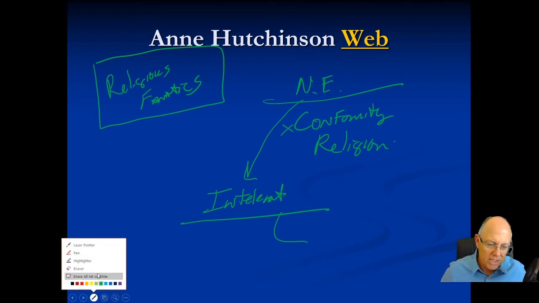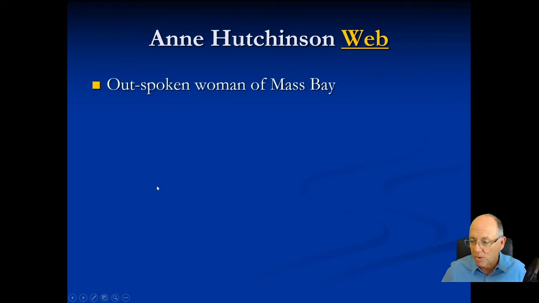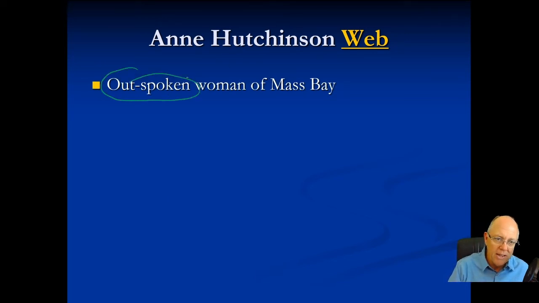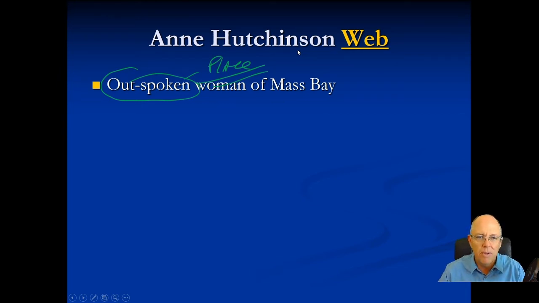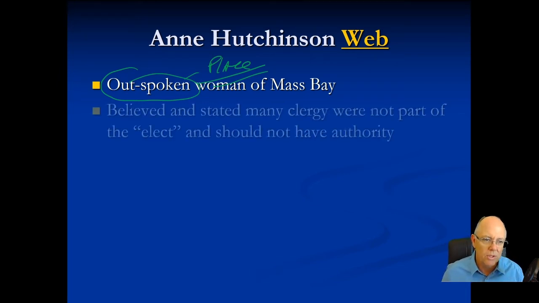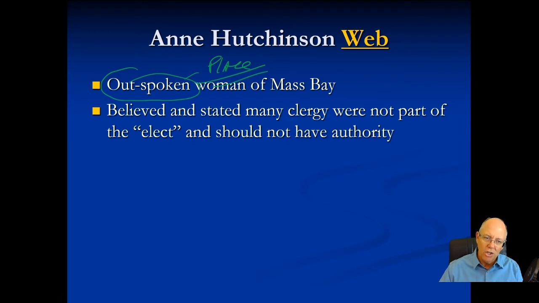Well, that brings us to Anne Hutchison. She was an outspoken woman. Number one, women were not to be outspoken. They had their place, right? They had their place, supporting their husband, very biblical, traditional women's roles. She argued against the clergy. And this has to do with this concept of predestination.